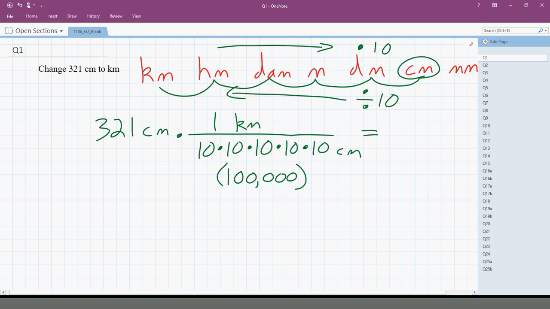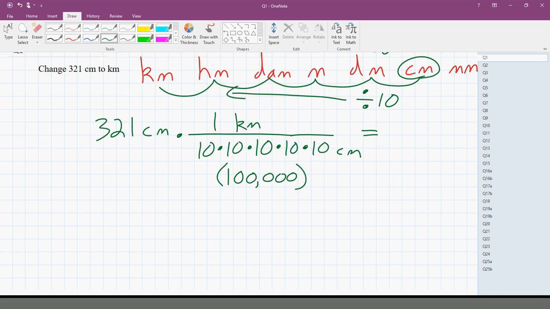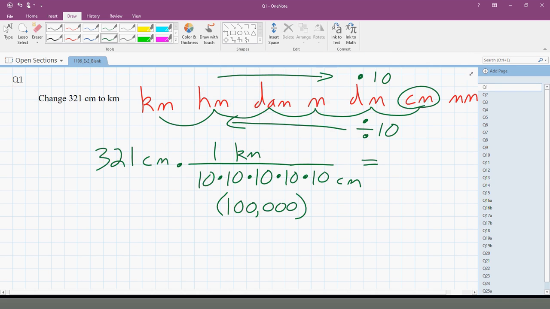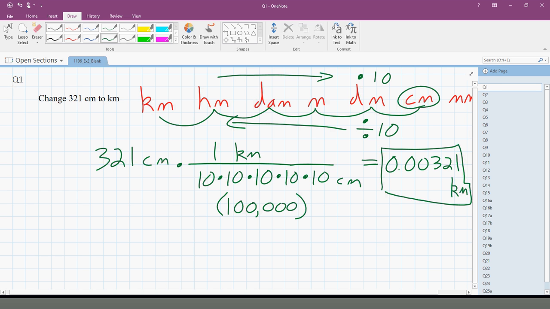So what is 321 times 1 over 100,000? 0.00321. You got it. And remember, everything in this test takes labels. So don't forget those labels. So it's kilometers. Perfect.